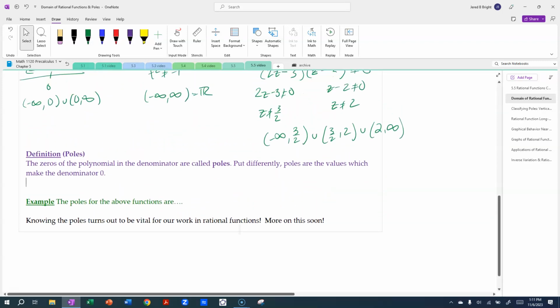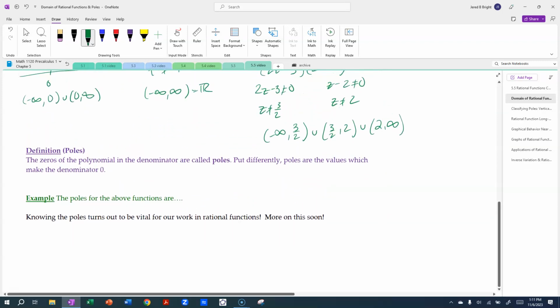Okay, so the poles for each of the above functions are, and I'm just going to kind of go down here, x equals 0 would be the pole for the first function, none for the second one, and then over here for the third one, we just saw that that's 3/2 and 2. Okay, so each of these poles is going to be expanded upon further, but we, for now, are just going to leave them for this video.